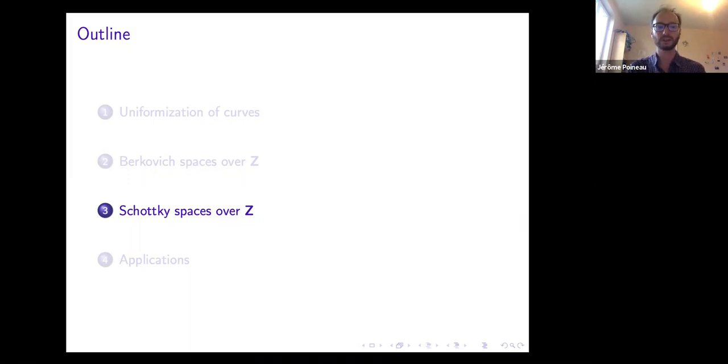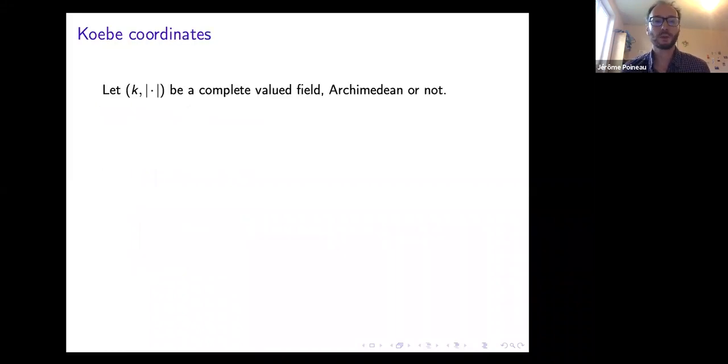I don't have so many examples at hand, unfortunately, but here is one. That's the example of Schottky spaces over Z, because this Schottky uniformization, I told you before that you can do it over C, and you can do it, and Mumford did it, over also the non-Archimedean spaces. Okay. So let's try to do that. So how should we proceed? So I will first speak about the so-called Koebe coordinates. It's a way to encode some Möbius transformations, hyperbolic Möbius transformations actually.